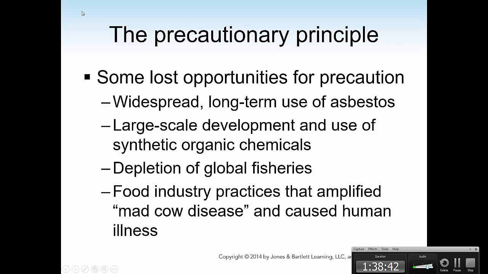Okay, so as far as the precautionary approach, wouldn't it be nice to stop the release of chemicals until after they have been proved safe? That would be such a nice thing, but we have lost some opportunities already for this particular approach. Because of the long-term use of asbestos, we're still trying to deal with that. People are still exposed to asbestos. I have a cousin whose house still has asbestos in his shingles.